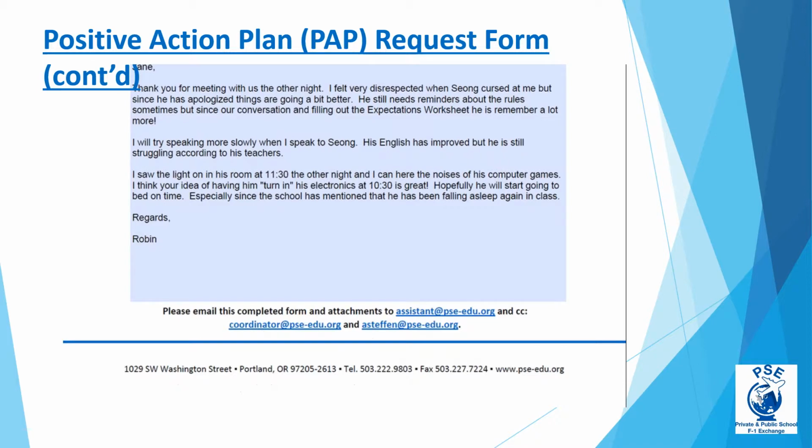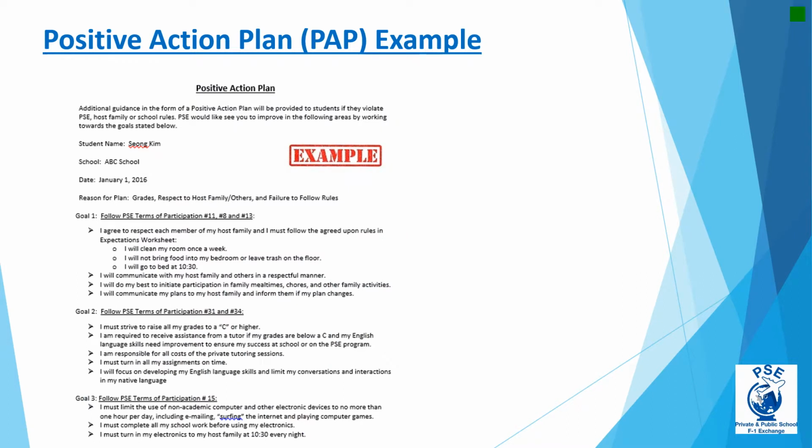The instructions for emailing this form and required attachments are listed at the bottom of all pages of the form. Once it has been determined that a positive action plan for a student is needed, the PAP request form should be completed and returned to the PSE office within a week. Here's an example of a positive action plan.